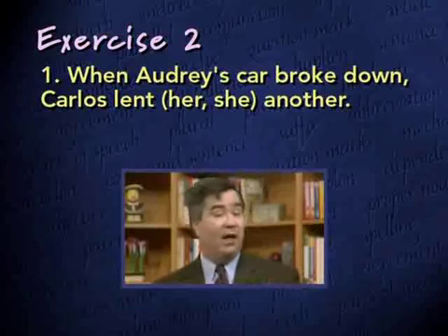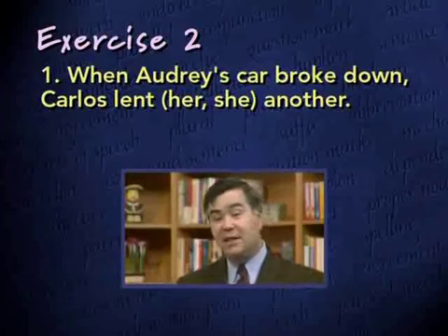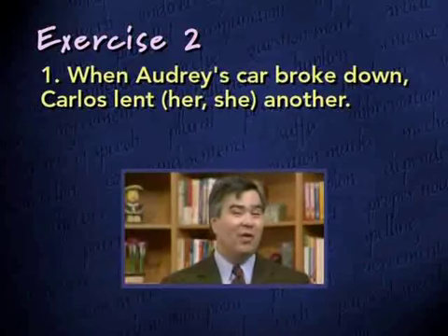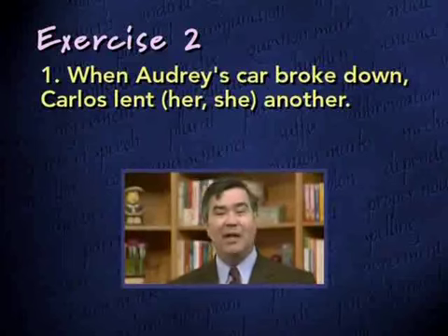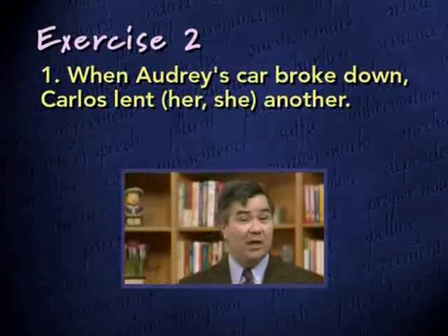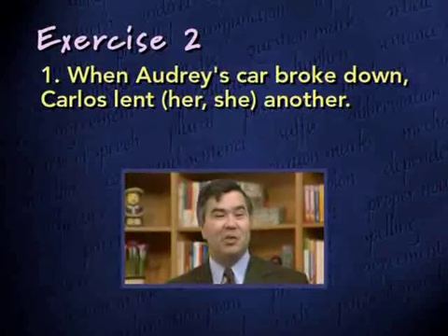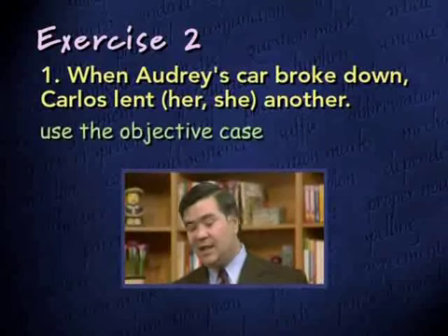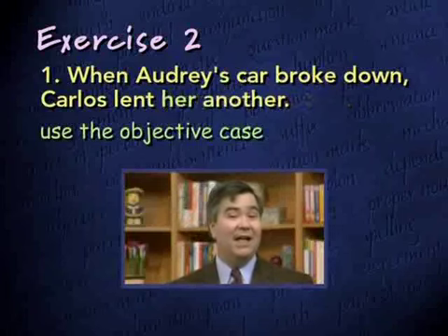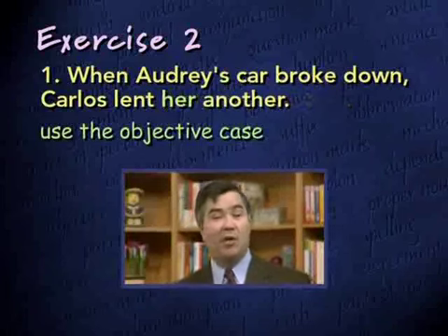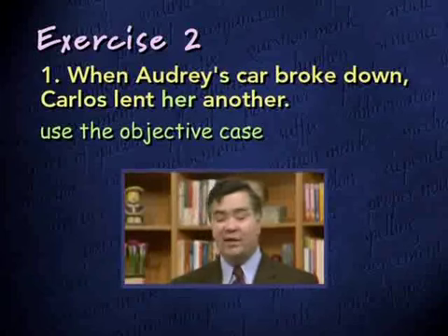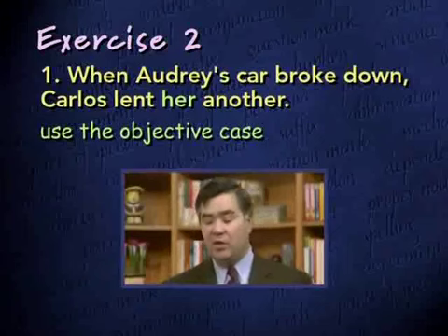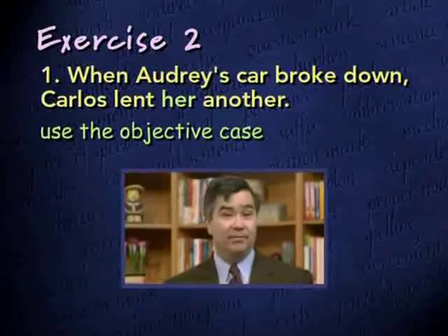And remember that a word that's inserted in that place in the sentence and tells to whom or for whom the action of the verb is being done would be an indirect object. Well, a pronoun that's being used as an indirect object should be in the objective case. And as we've seen, her is the objective case pronoun to refer to a single female individual. So the sentence should correctly read, when Audrey's car broke down, Carlos lent her another.